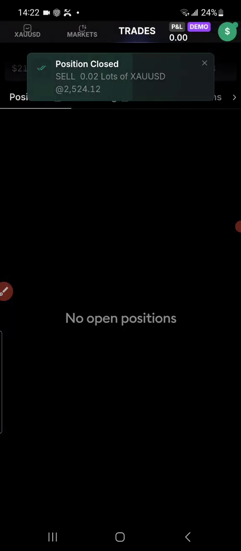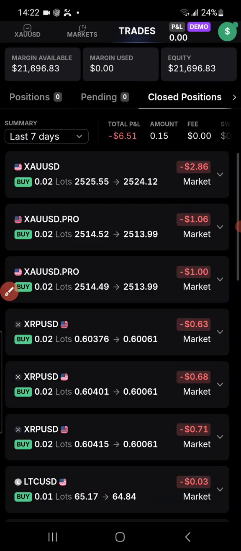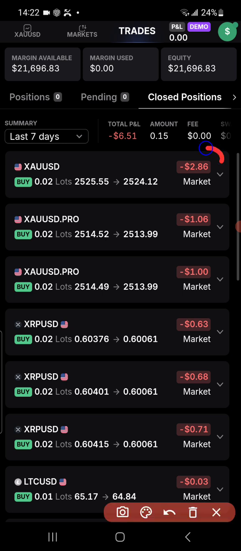It's closed it. Once it's closed, you can now go to closed positions. This is closed positions, and you're going to see what the result of that trade was. The one at the top is the result of the trade. So this is the trade that I just closed at a $2.86 loss. This is a demo account, so it doesn't really matter. So there you have it. That's how to execute the trade on Tradelocker.